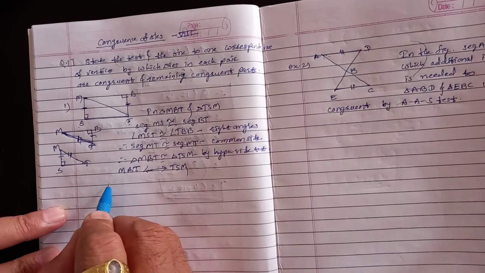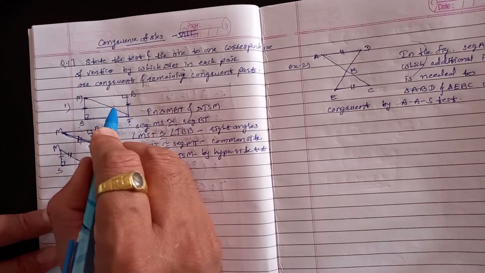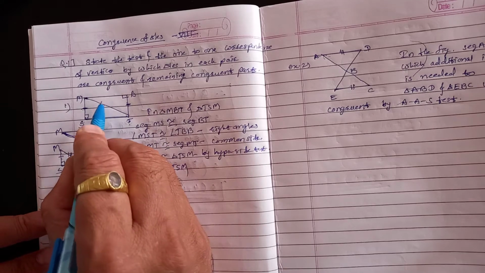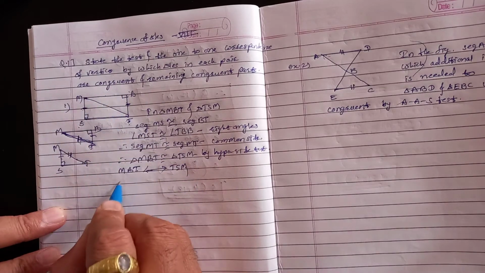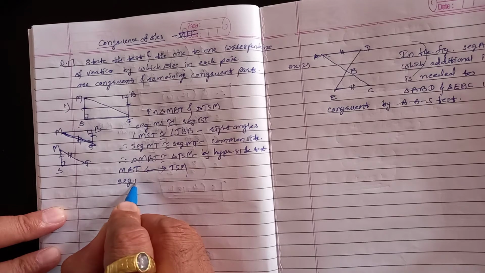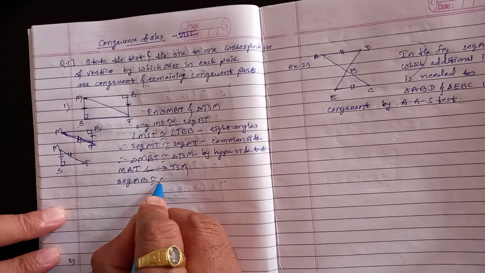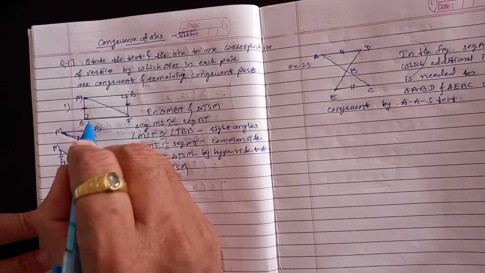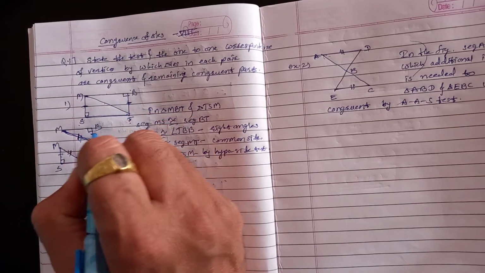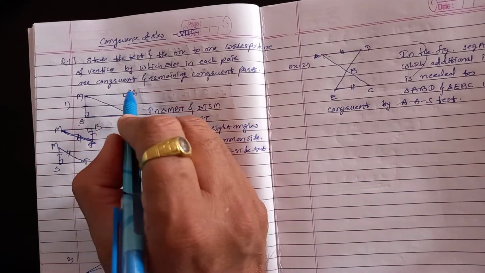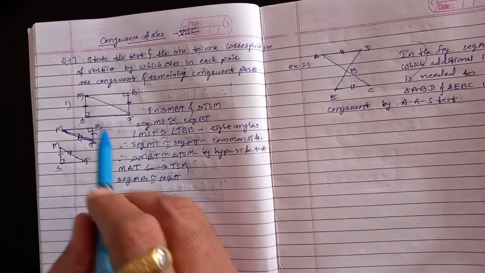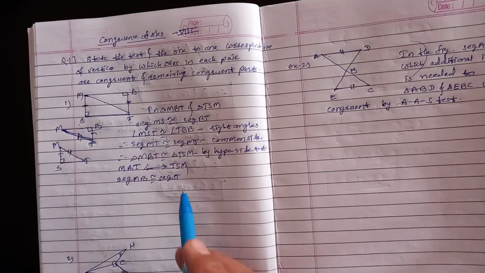So which angles are congruent here? Now here this side is congruent, this is common. So which side remains? Segment MB is congruent to segment ST. This segment remains now. Already these two are congruent, so this is congruent.